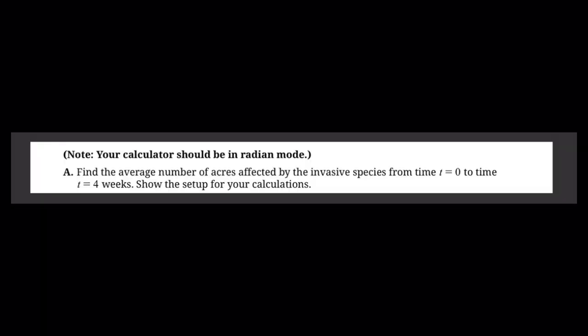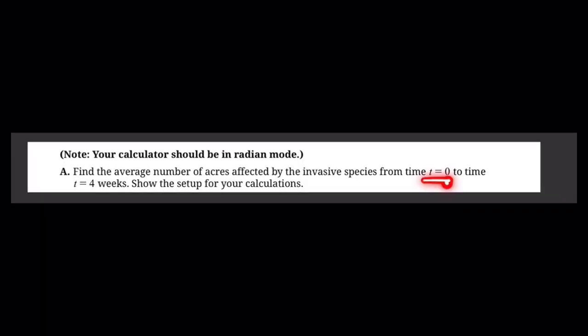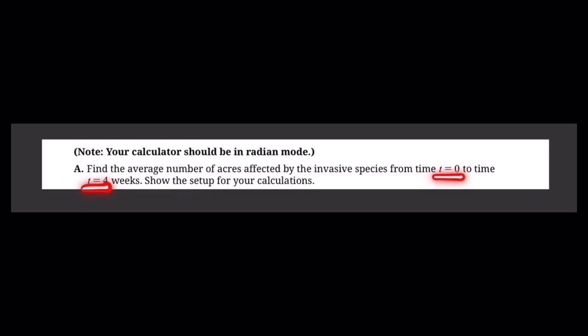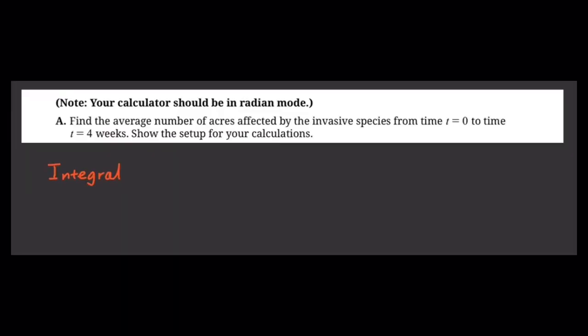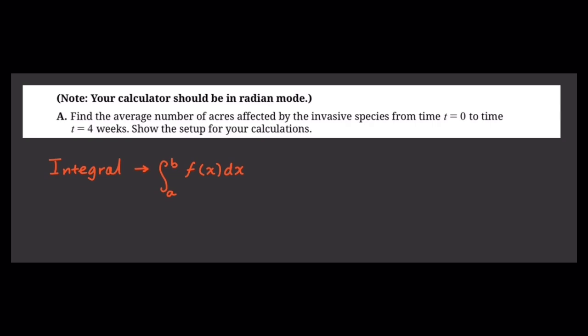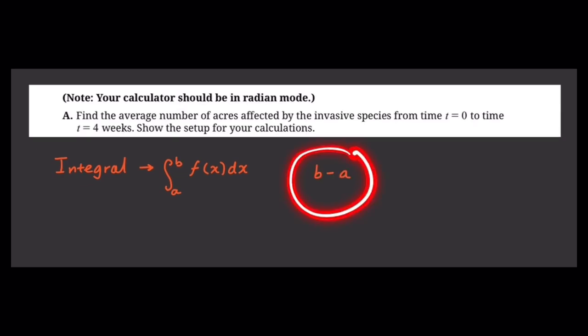Now part A says, find the average number of acres affected by the invasive species from time t equals 0 to time t equals 4 weeks. And we need to show our setup for our calculations. The question is asking for an average, and in calculus the integral gives the total accumulated quantity of something, and dividing that by b minus a spreads the total evenly over the interval.